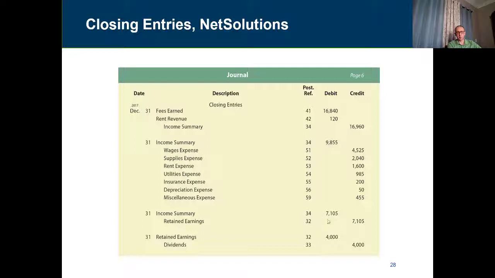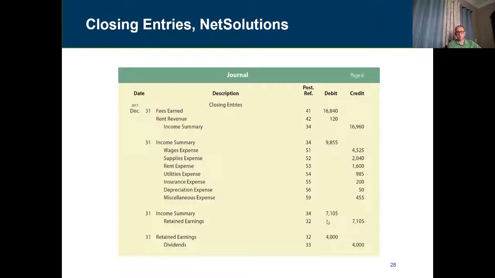So remember, the 7105 is the total of the revenues minus the expenses. If we have a case where our expenses are more than our revenues, then this income summary is going to be on the credit and the retained earnings would be debited. Again, for the case of a net income, we normally have revenues that are more than expenses. We get the difference between these 2 values, and the 7105 is calculated that way. So it's 16,960 minus 98.55.